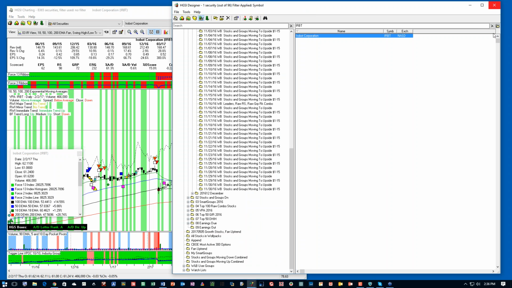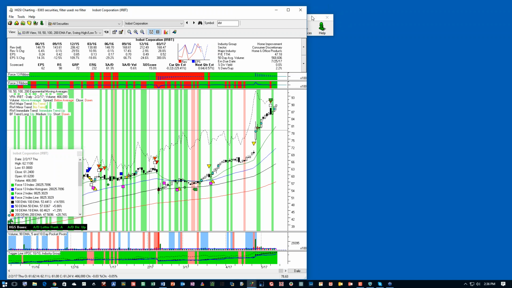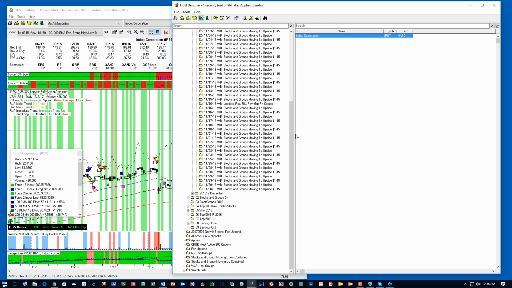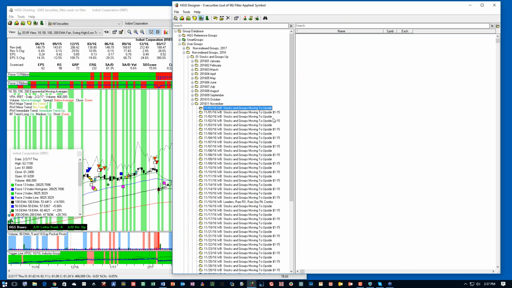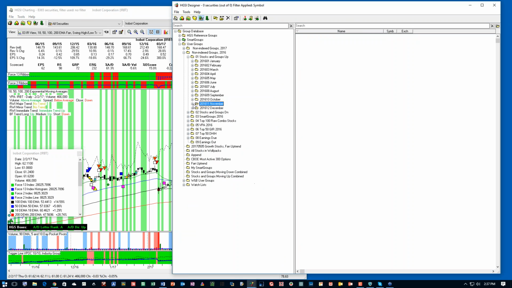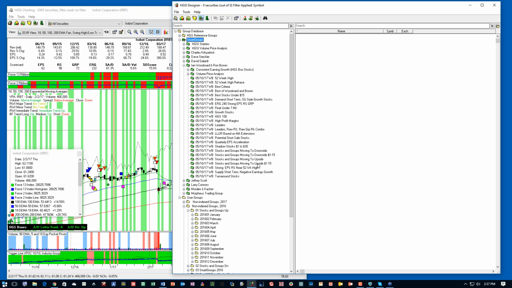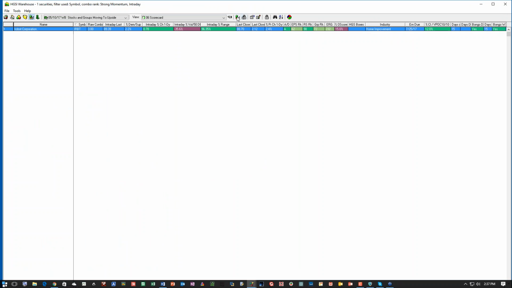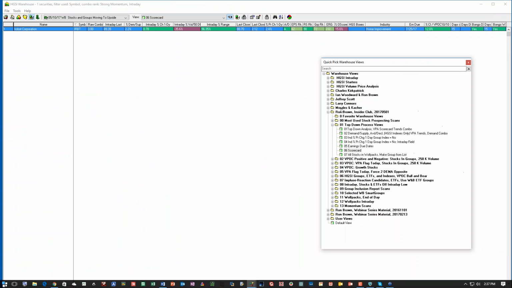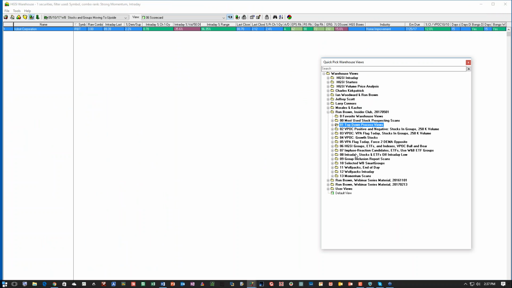What we're going to do is, rather than using every stock in the database, and I still have to talk about the combo, I didn't even get to that yet, so I'll do this very quickly. Let's just use today's stocks and groups moving to the upside. And then these triggers I've been talking about that I put in, most of them have been in there. I've altered them for my own use.